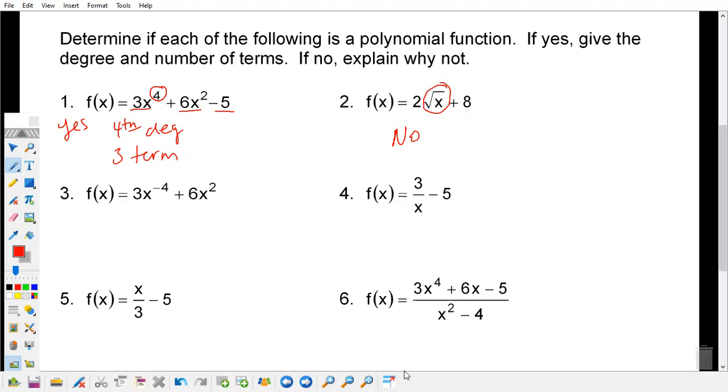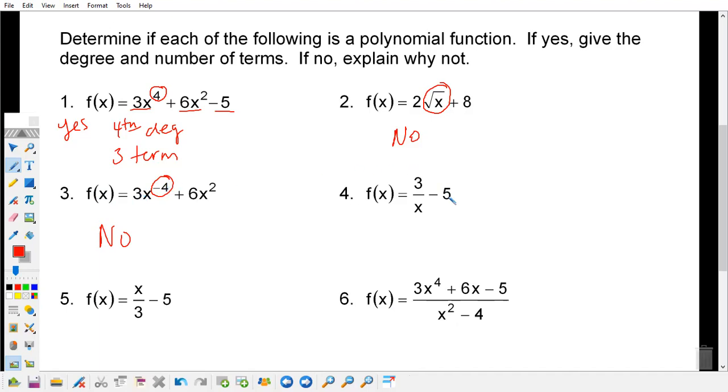All right, 3, is it a polynomial? No. Why not? Because there's a negative power. If it's a negative power, it can't be. It has to be a whole number, greater than or equal to 0. Even if it's up there, you can't have a negative exponent. What if it was negative 3x? It doesn't matter. Your coefficient can be negative, but your power can't be negative.